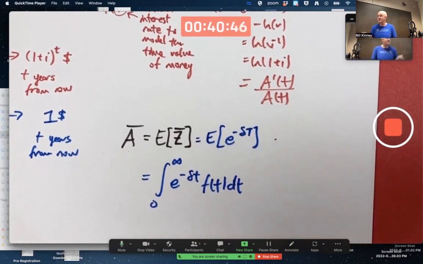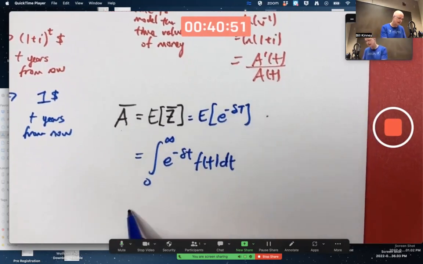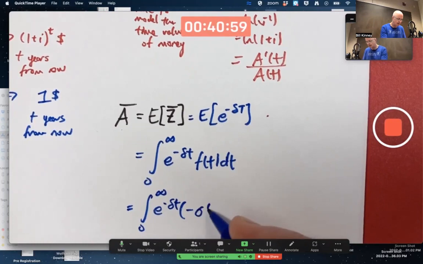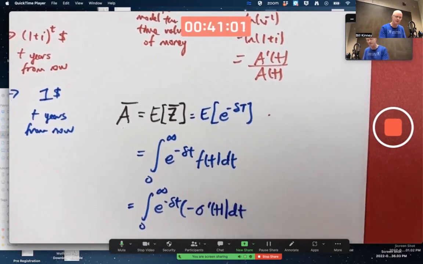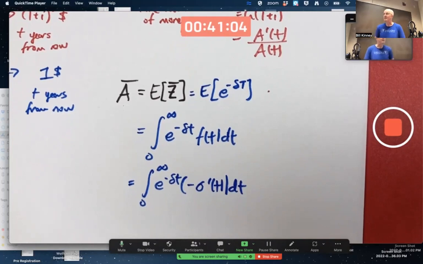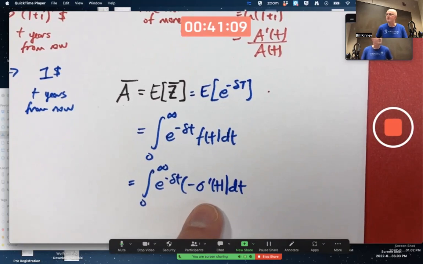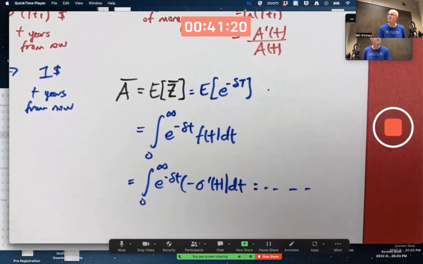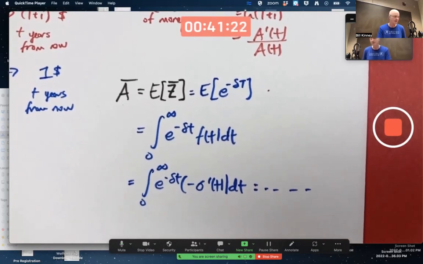But this could be written in terms of the survival function of t as well, as actuaries tend to do. You could replace f of t with negative sigma prime of t, right? Remember, sigma of t is the survival function. It's 1 minus the CDF. So it's the negative of the derivative of sigma of t that is the PDF. Okay? And so that's the integral you do to figure this out. And your homework, you have to do an integral like this.